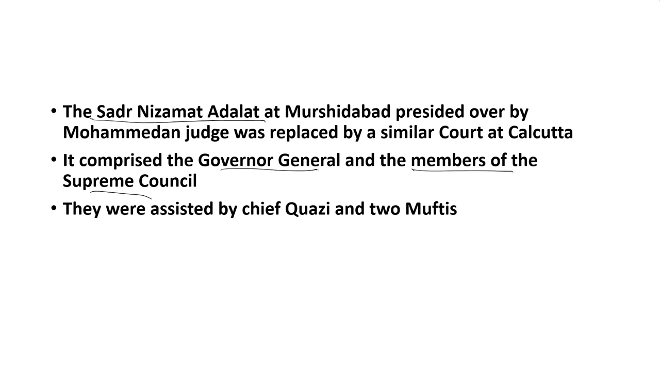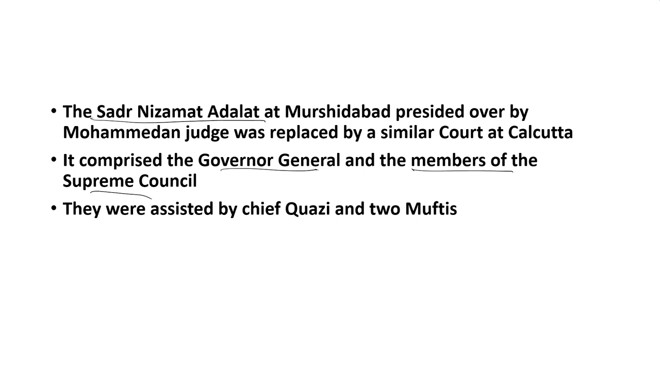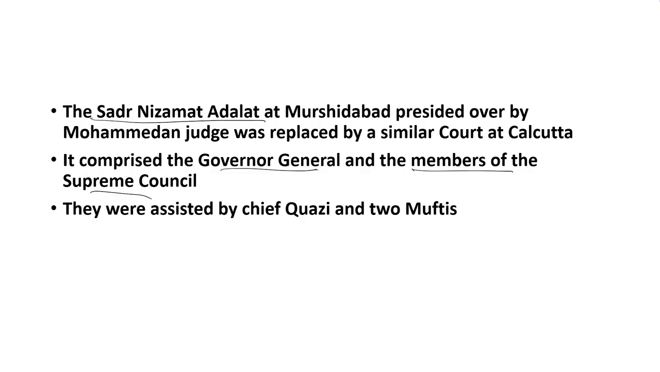Earlier, during the period of Warren Hastings, it was Deputy Nazim who presided over the Sadar Nizamat Adalat. The president and the members of the Supreme Council at Calcutta only supervised the functioning of the Sadar Nizamat Adalat in the administration of criminal justice. But now, the Sadar Nizamat Adalat was shifted from Murshidabad to Calcutta, and it began to be presided over by the Governor General and the members of the Supreme Council.